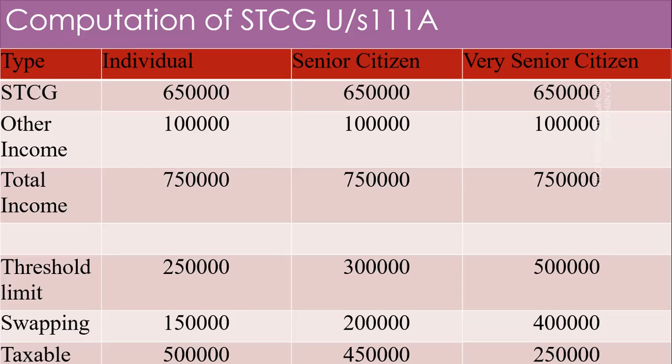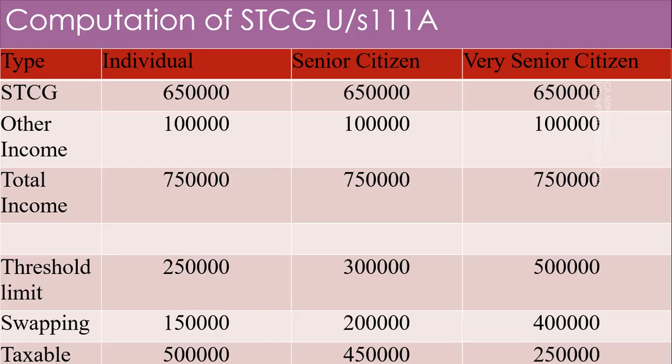If I am a senior citizen above 60, I'd be entitled to swapping of 2 lakh, as my threshold limit would increase to 3 lakh. If I'm a very senior citizen above 80, I don't have to pay tax up to rupees 5 lakh. My short-term gain is 6,50,000. Other income is 1 lakh. So for swapping, how much would be available? Now of my 5 lakh limit, only 1 lakh is my income, so for swapping I would be entitled to 4 lakh. 6,50,000 minus 4 lakh, so I have to pay tax on 2,50,000 as short-term capital gain.